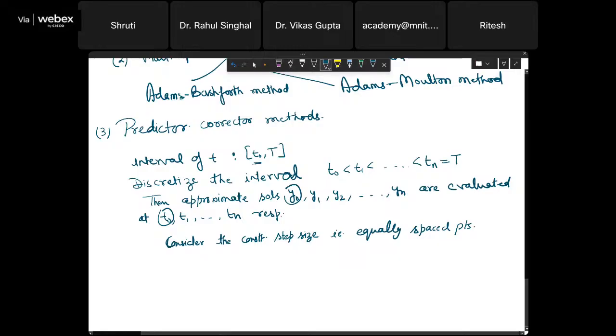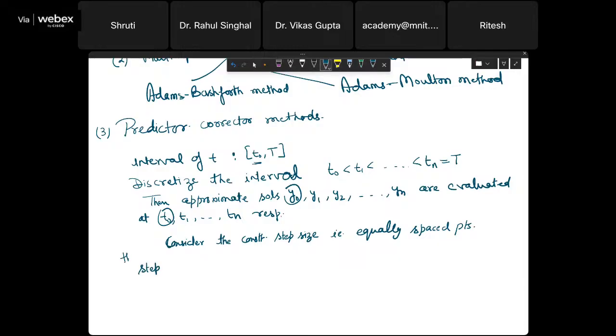So what will be the step size then? Then the step size will be h equals (T minus t0) divided by n, in case we divide our interval t0 to T into n number of divisions, or subintervals of equal length.